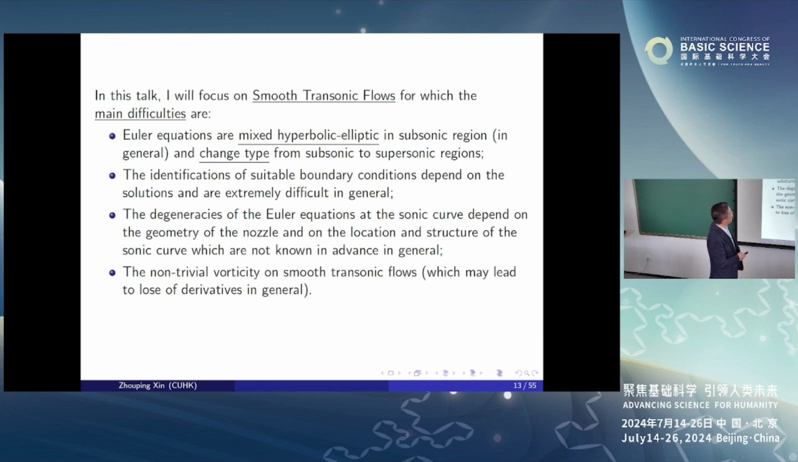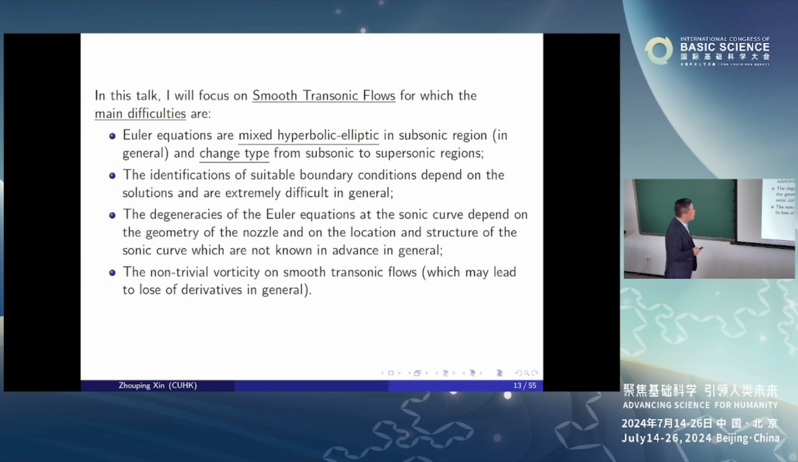So in my talk, I will focus on the smooth transonic flow, for which the main difficulty is that the Euler equations are of mixed type, hyperbolic even in the subsonic region, and change type from subsonic to supersonic. The main difficulty is, as the professor asked, can you identify a suitable boundary condition? It's not artificial, which depends on the solution, which is extremely difficult in general. We want the boundary condition to be physical, meaning you can really realize it in the lab.